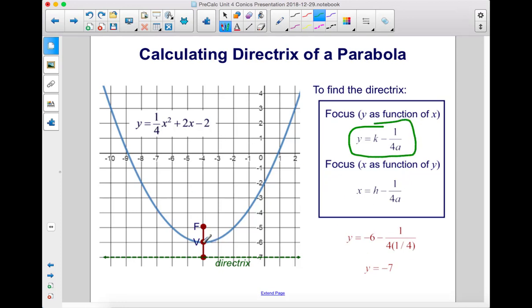And k is going to be the y-coordinate of the vertex, -6. And then we're going to subtract 1 over 4a. And 1 over 4a here is 1. So this whole thing is 1. -6 minus 1 is -7. And that is where the directrix is.